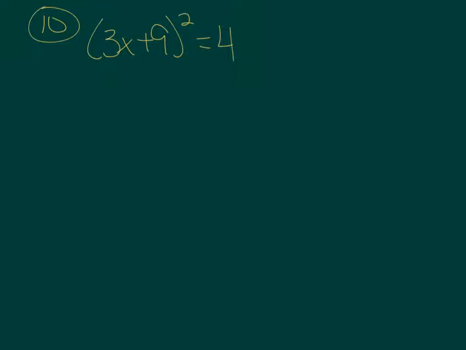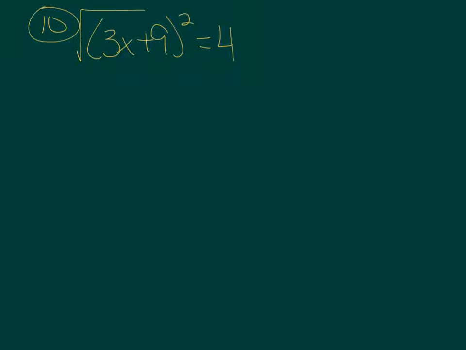Okay, this next one says to solve by the method of your choice. There's lots of ways to do this. The quadratic formula works for everything, so you could square this, 3x plus 9 times 3x plus 9, move this over, use the quadratic formula. What I notice here is I have something squared equals 4. This square is isolated, right? It's all by itself, so I can use the square root method here.